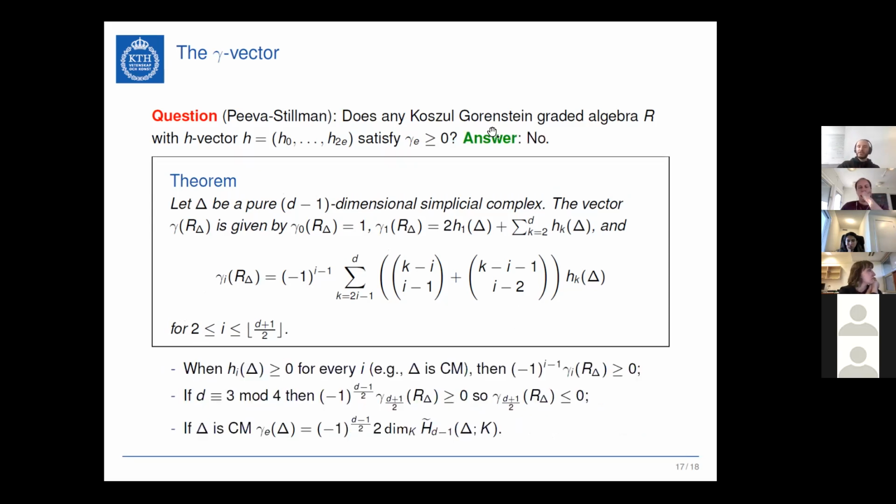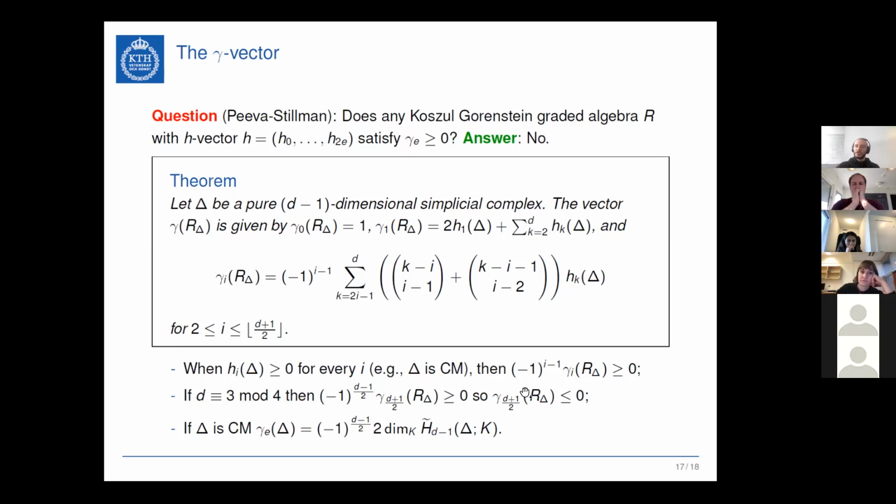Okay, but this is enough to answer the question, and the answer is no, and it's a pretty strong no. Because, for example, if we consider delta to be a Cohen-Macaulay complex, so that these numbers are actually non-negative integers, well, then the gamma vector of R of delta is alternating in sign. Okay, so in particular, we can find a choice of D being the dimension of delta plus 1. This choice is actually weird, but so when D is congruent to 3 mod 4, then the Charney-Davis inequality is not satisfied.